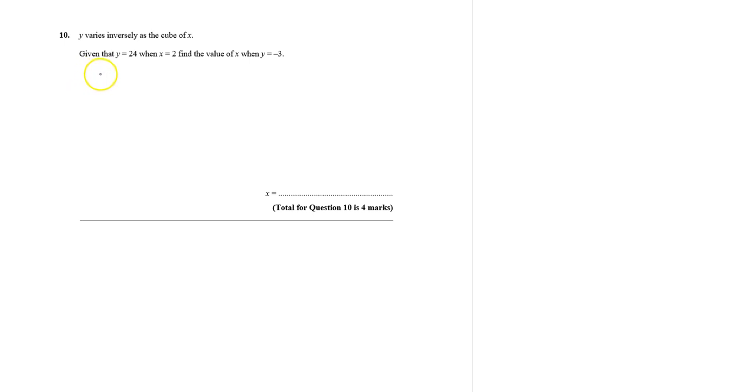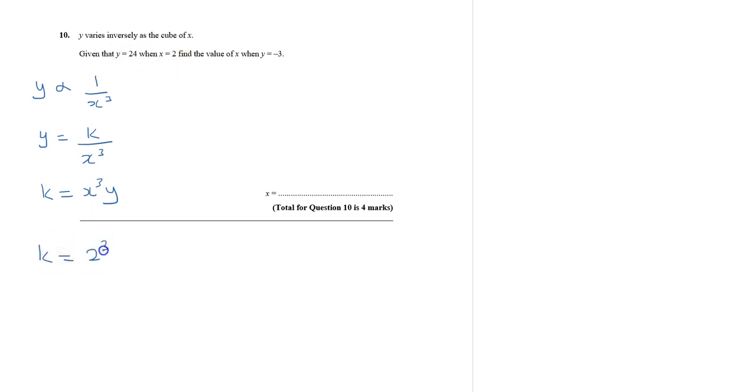Now, question number 10 is about inverse proportion. So it says y varies inversely as the cube of x. That means that y is proportional to 1 over x cubed. Now, when things are proportional, we can set up an equation. So y equals k divided by x cubed. And then we can work out what k is by multiplying x cubed with y. Now, we've been given 2 pieces of information. So y is 24 when x is 2.